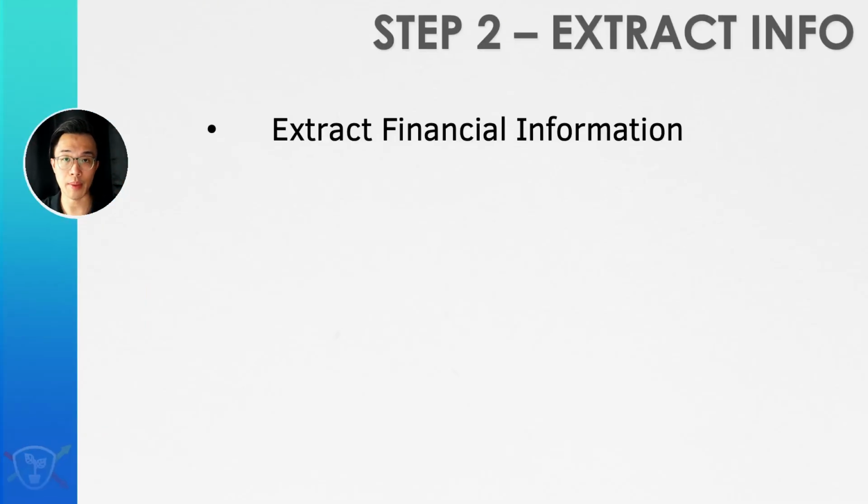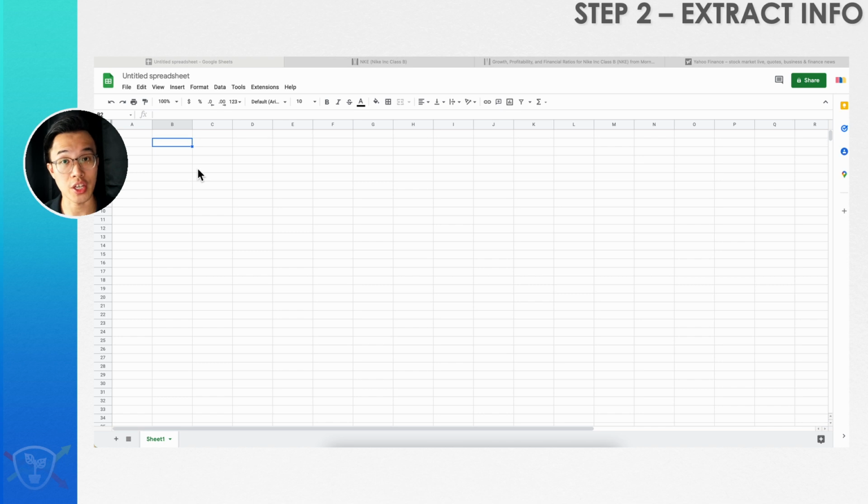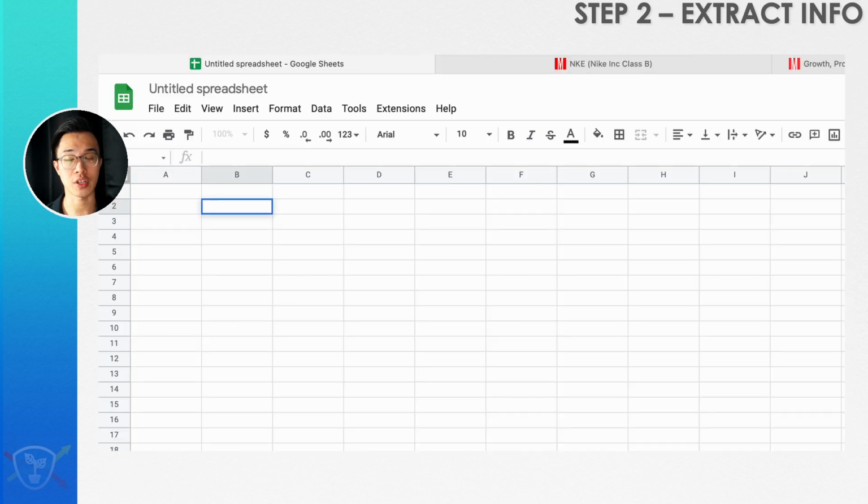Alright, so in step 2, we're going to be extracting some financial information and we're going to compile that into a spreadsheet so that we can do our DCF calculation. I'm going to be doing this step by step so that you can follow along, and then you can also create your own spreadsheet to do DCF calculations. We're going to be using Google Sheets, which is free for anyone to use. The first piece of information to extract is the net cash from operating activities.